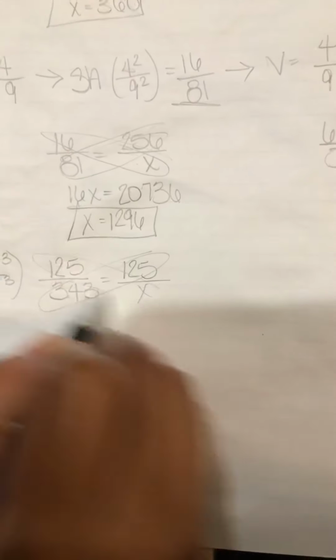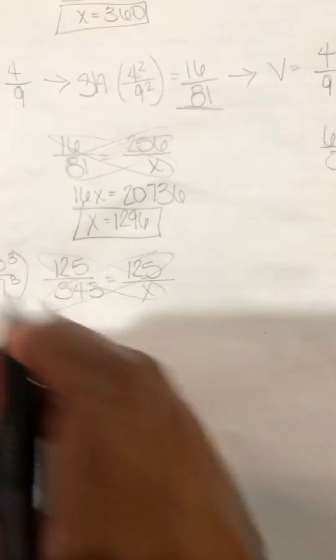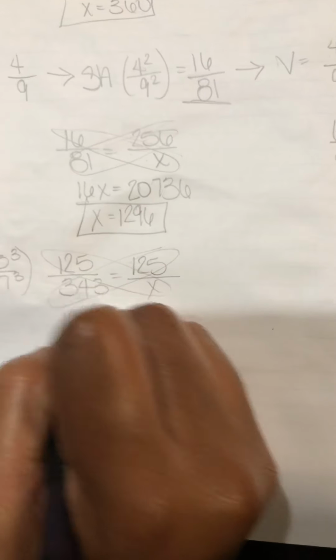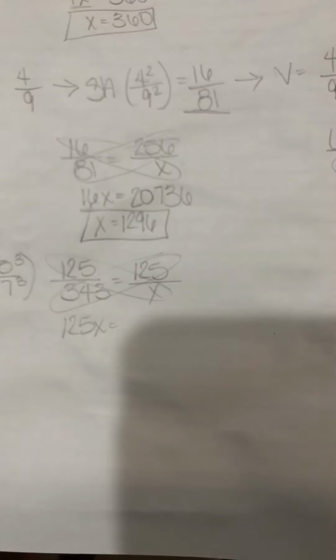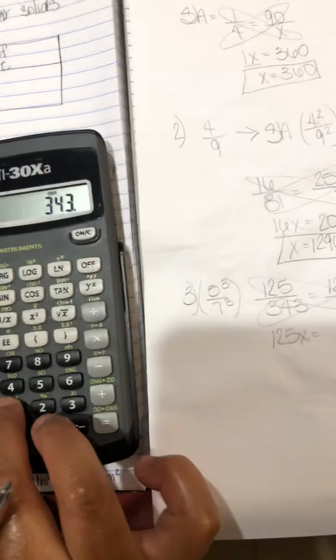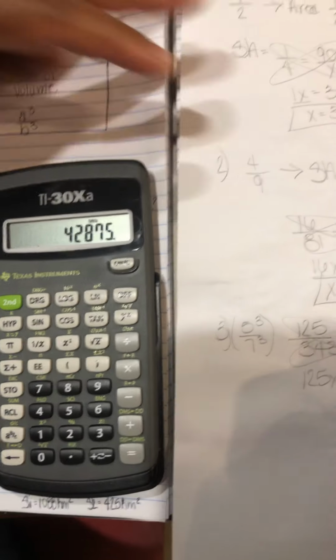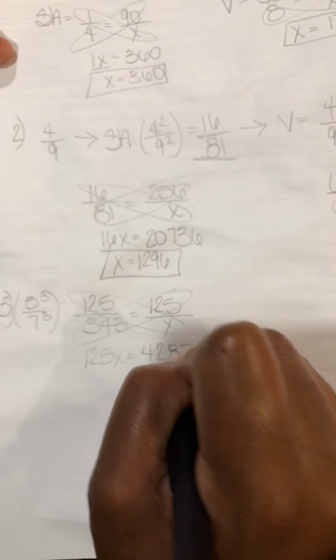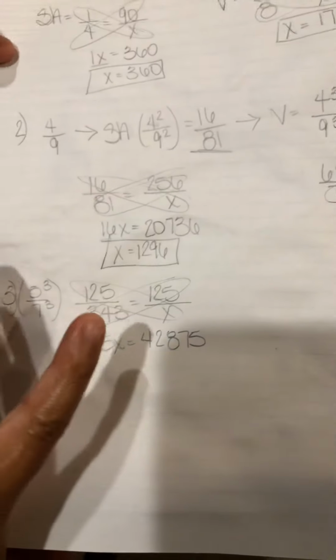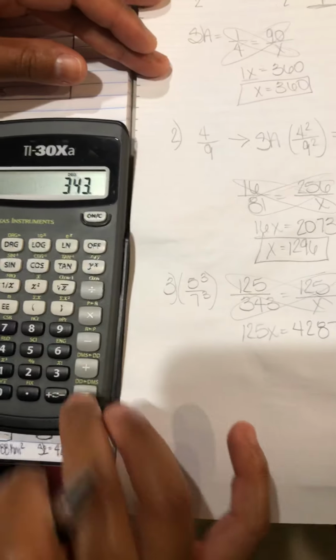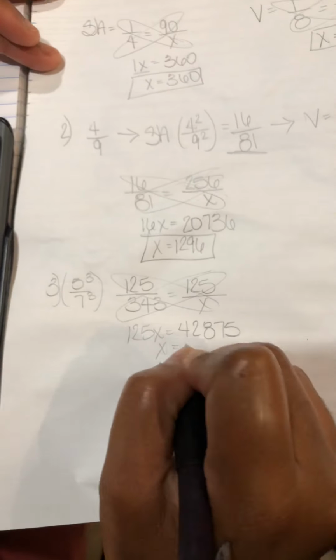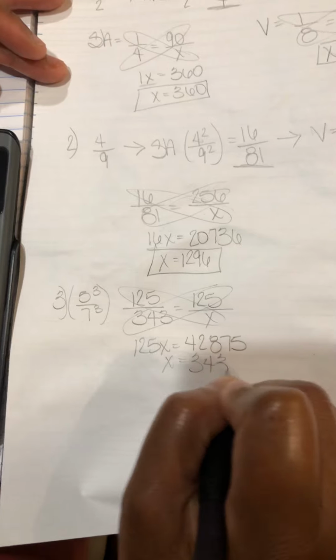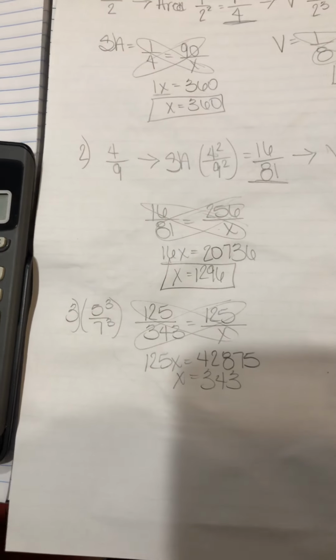After that, all I need to do is cross multiply. 125 times x, 125x. 125 times 343, 42,875. Divide it by 125 gives me 343. And that's my answer.